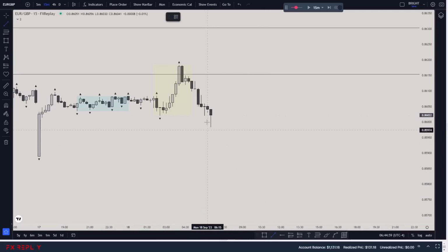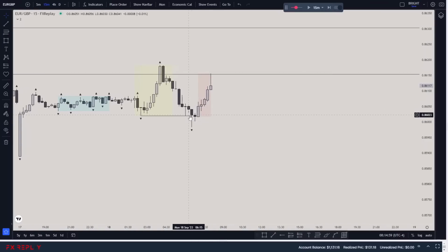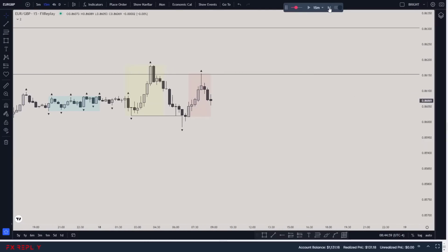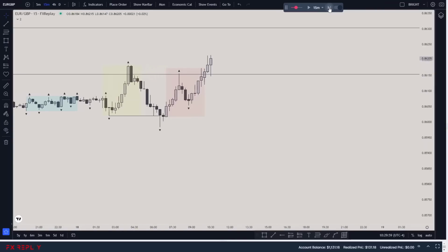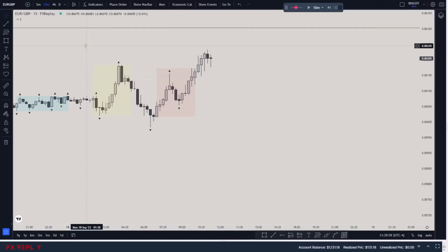If I see displacement below this point, below this level right here, then I'd be looking for shorts in the New York session. There is no displacement below this point, so this is a sweep most likely. So I'm not really looking for shorts, and price keeps going up. That's why I said I'm only looking for that level to have displacement below.